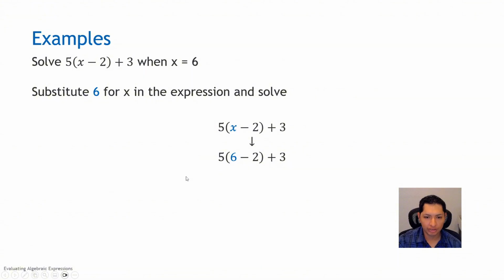Following PEMDAS, which was covered in a previous video, 6 minus 2 in parentheses is evaluated as 4. Then you do 5 times 4, which is 20. And finally, you add the 3, and the answer becomes 23. So this is the answer of 23 when x equals 6. As you can imagine, if you substitute another number for x, it will be a different value, but the question is asking us what the answer is when x is 6.